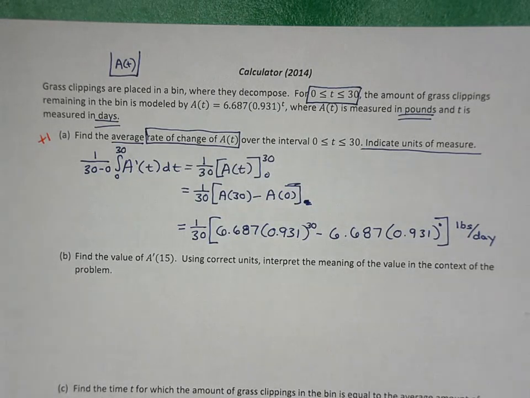So if neither of those work for you, send me an email. I'm more than happy to construct a little mini video or have a conversation with you or whatever you need to help you navigate that if you'd like. Okay, B, find the value of A prime of 15, and then using correct units, interpret the meaning of the value in the context of the problem. Again, this could be something that shows up this year on the AP test, being asked to find a derivative and being able to explain what that derivative means. It's a good thing to review, even though it won't look exactly like this problem, because this problem's a calculator problem. Here we go, find the value of A prime of 15.